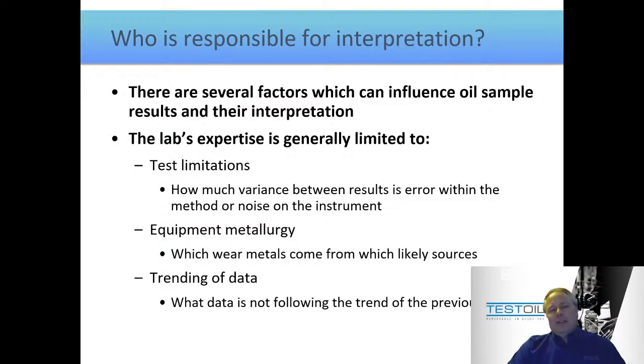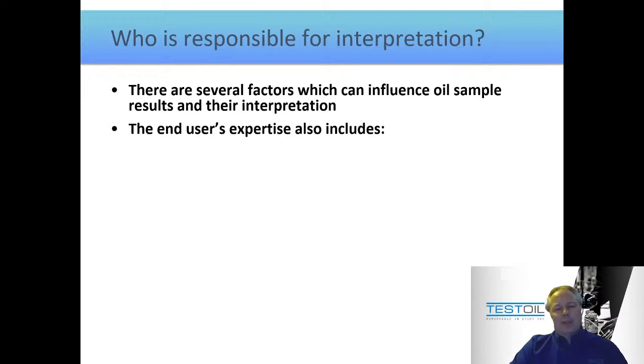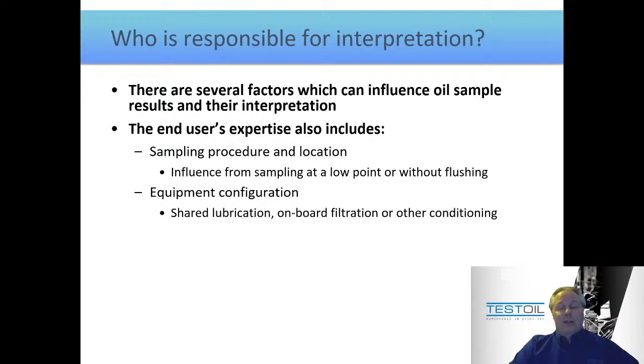However, my argument is that there's somebody else who can do an even better job. And that is typically the end user. What does the end user bring to the table? Well, they probably have many of the same traits that the lab does, but they know about where and how the sample was pulled. So any anomalous results they can discount as just being a bad sample and move on. They know how the equipment is configured, right? They know if it shares lubricant with another device. They know if it has filtration on it, anything that might skew the results.